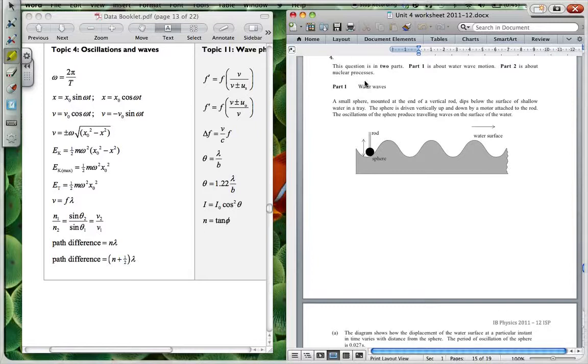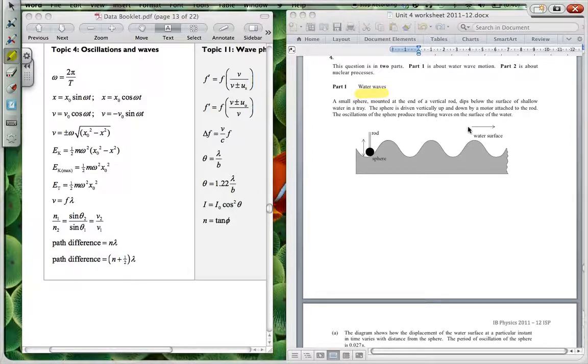So here we have question 4. This is dealing with water waves. It says a small sphere mounted at the end of a vertical rod dips below the surface of shallow water in a tray. The sphere is driven vertically up and down by a motor attached to the rod. The oscillations of the sphere produce traveling waves on the surface of the water.